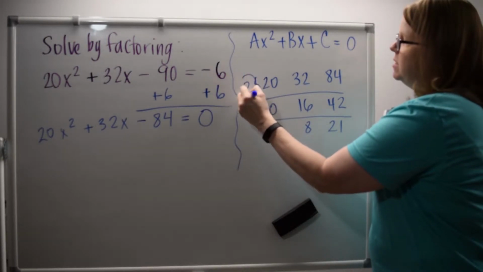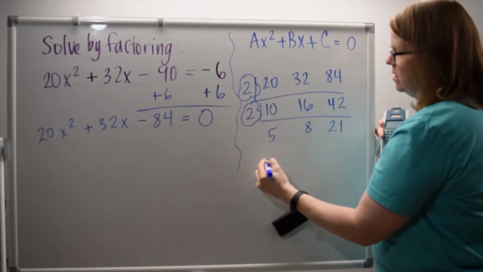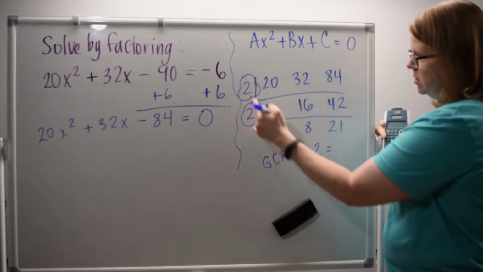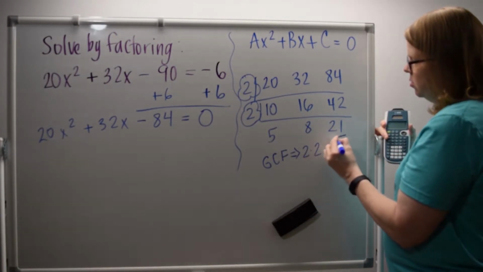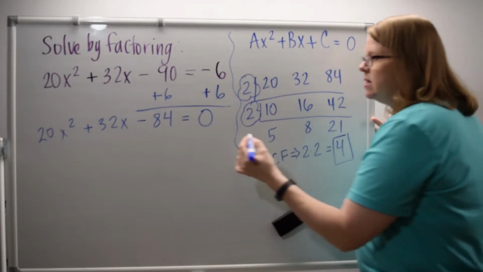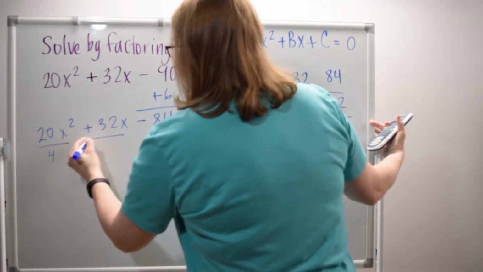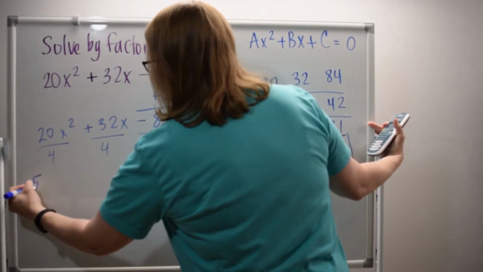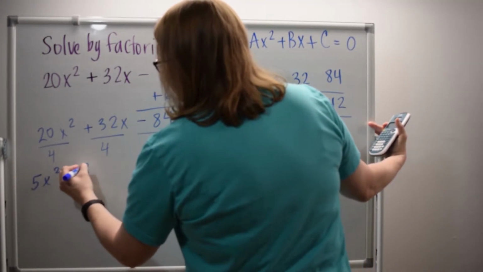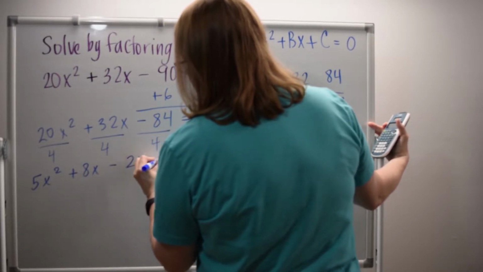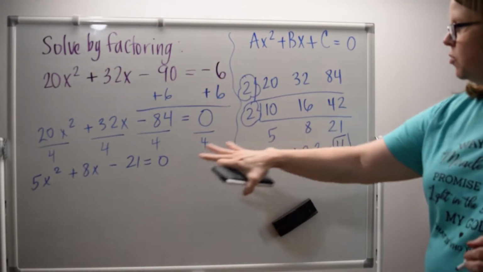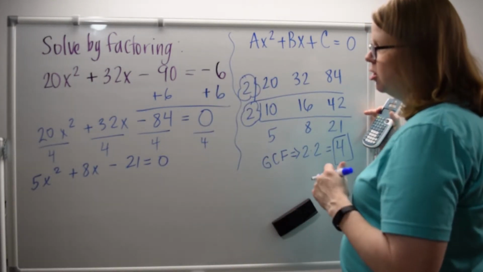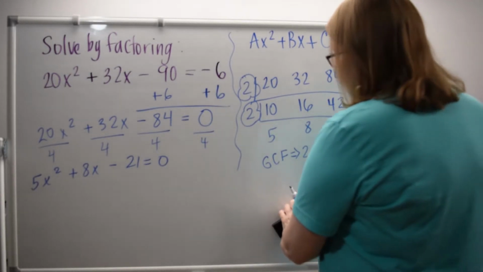So that means that my GCF comes from these two things. GCF is going to be 2 times 2 because there were 2 2's. So my GCF is 4. So there's my step 2, is to divide every piece of the equation by 4. Alright, so that leaves me 5x squared plus 8x minus 21 equals 0. And notice that those three numbers match these three numbers here. That helps you to know that you're on track. That's a good sign when you see that.